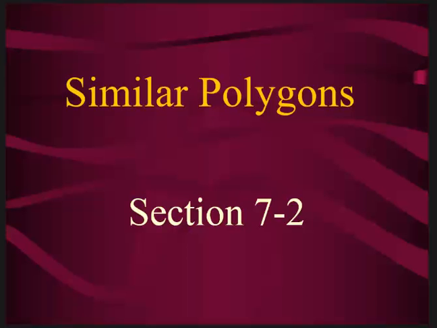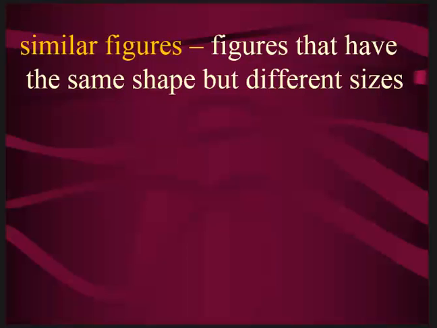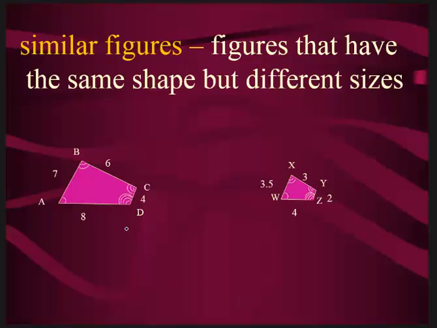Today's lesson is discussing similar polygons. You know what a polygon is, a closed, many-sided figure. What does the word similar mean? If figures are similar, it means that they have the same shape but different sizes. So we've taken a shape and we've either made it bigger or made it smaller, but we didn't change the shape in any way. So here are two examples, or one example, of two similar figures.